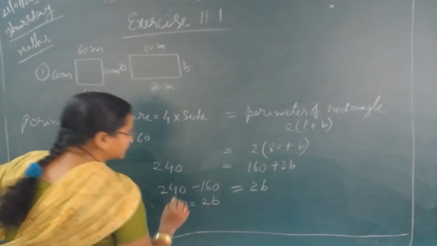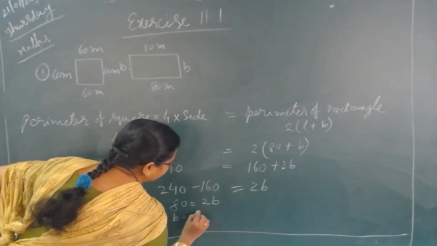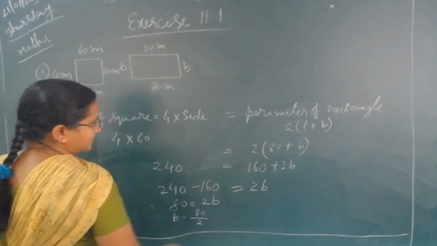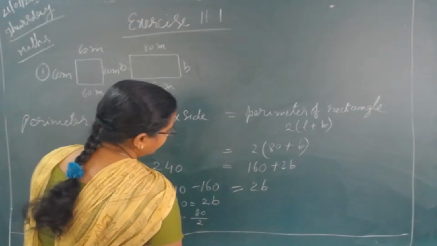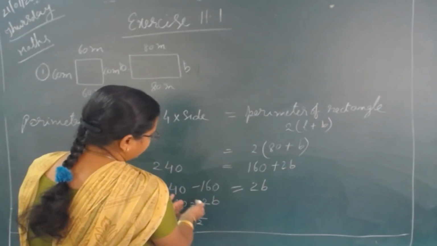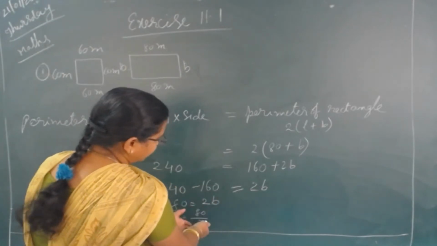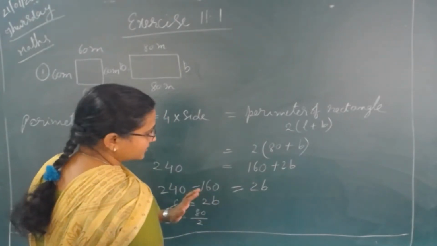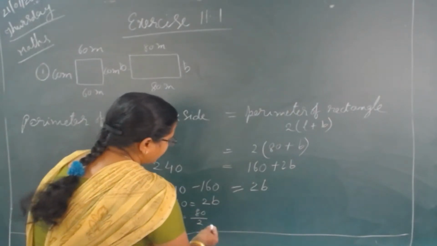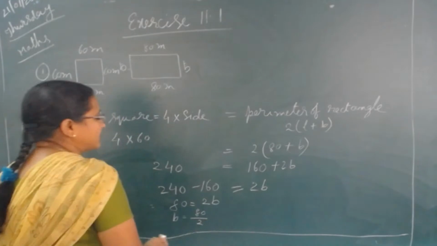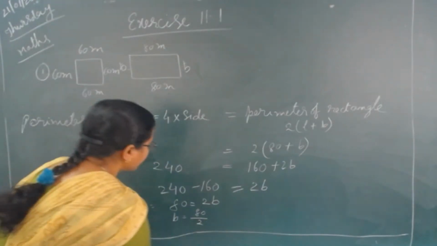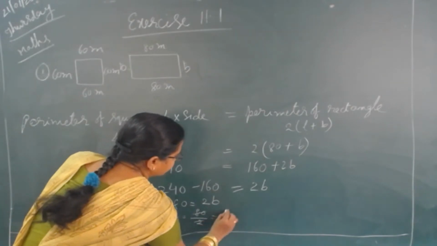So if you want to find out the value of b, b is equal to 80 by 2. Understand or not? B came to this side and 80 went to that side. And 2 is multiplying the b, so it is dividing the 80 here. If we are changing their positions, multiplication will become division, plus will become subtraction. Okay, so the value of b here is equal to 40.